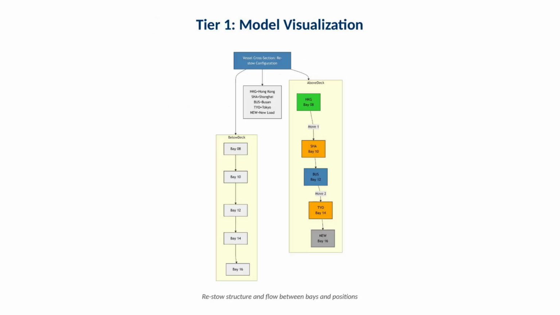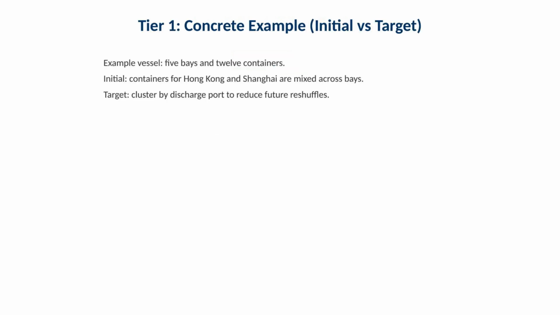This figure visualizes the Re-stow structure and flow between bays and positions. Use it to connect the abstract constraints to the physical layout that cranes and planners deal with during a port call. The example uses 5 bays and 12 containers.